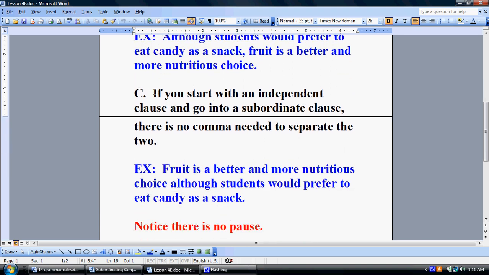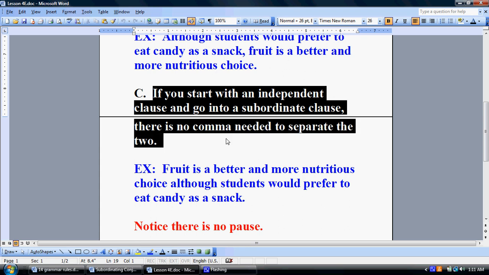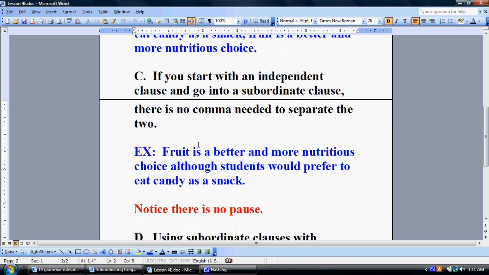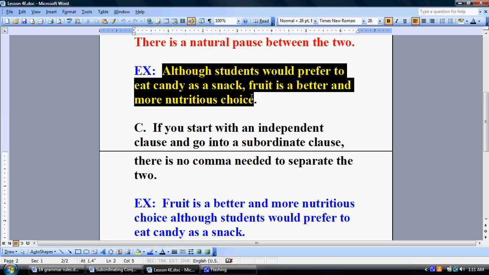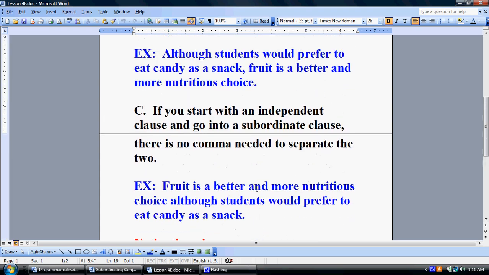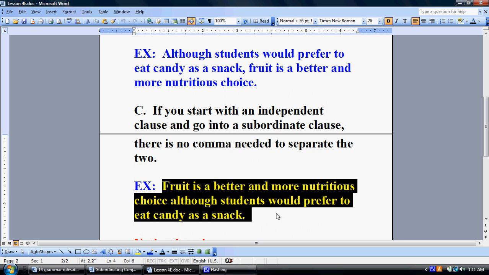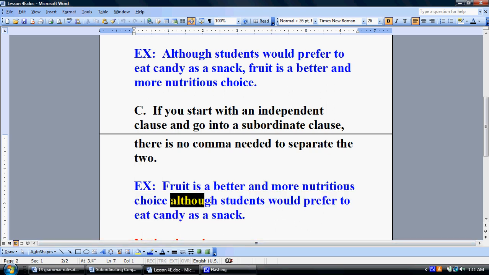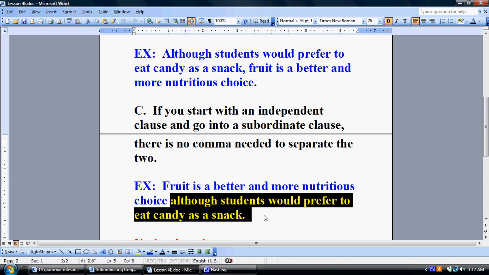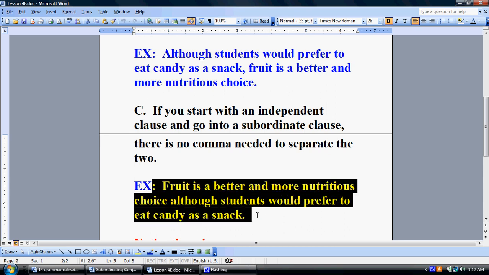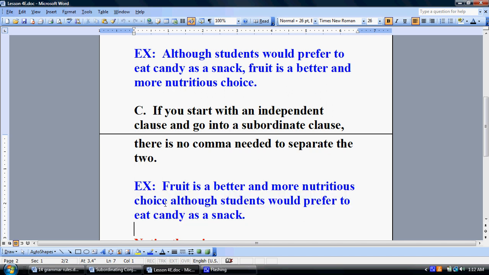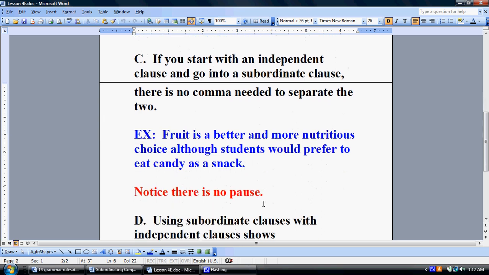C, if you start with an independent clause and go into the subordinate clause, there's no comma needed to separate the two. And the same example as above with although, I'm just inverting the word order. So the clause order. So fruit is a better and more nutritious choice, although students would prefer to eat candy as a snack. Once again, subordinating conjunction, subordinate clause here at the end, but because we started independent and went into the subordinate clause, there's no pause between the two, and that's why we don't have a comma after the word choice. And once again, in the red text it says, notice there's no pause.